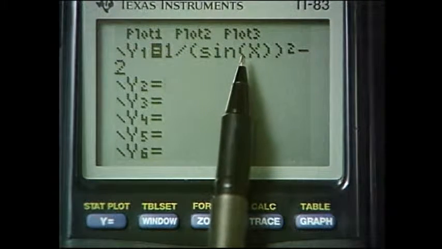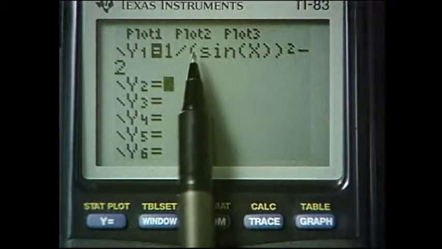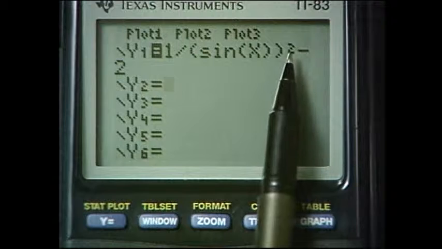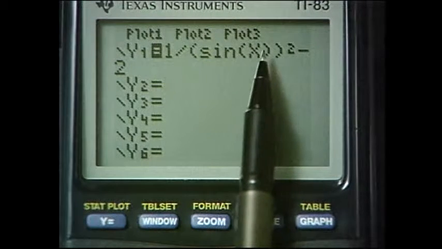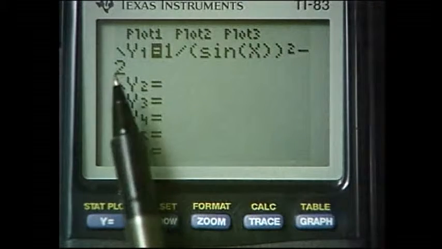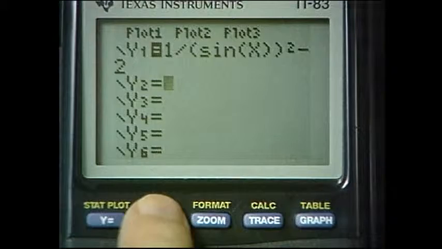Now this opening parenthesis is a default within the TI-83. This was an automatic item. I've closed that parenthesis here, and this closing is to close the opening parenthesis here. And then outside of that parenthesis, squaring to give us the sine x squared, or sine squared x notation, and then minus 2.